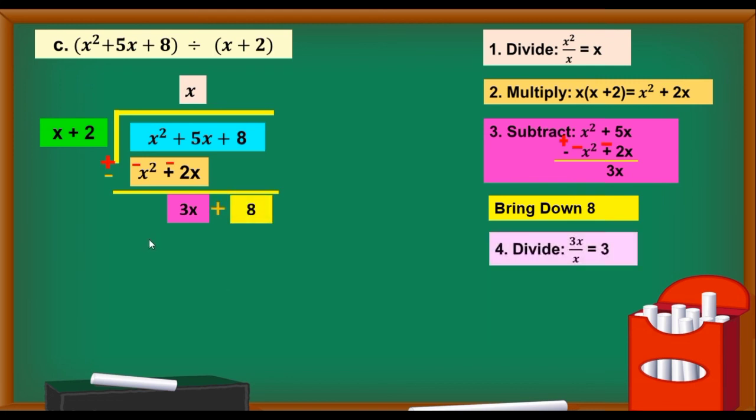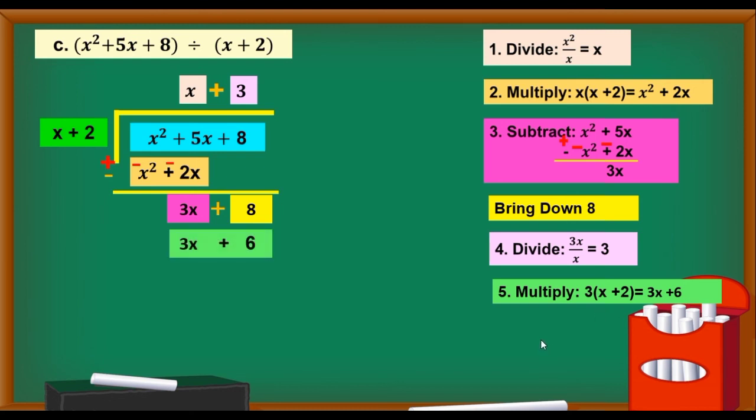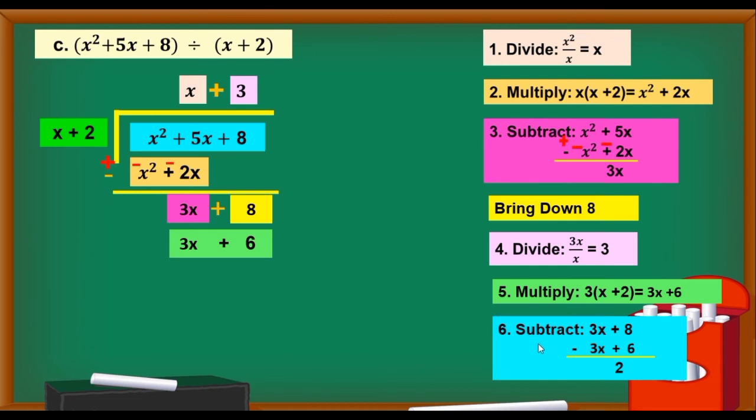Then, divide ulit po tayo since meron tayong nakikita pang variable. So, 3x divided by x ay 3. So, plus 3. And then, 3 times x plus 2. So, multiply po tayo. 3 times the quantity x plus 2. So, i-distribute po natin yung 3 kay x plus 2. So, 3 times x is 3x. 3 times 2 is 6. Kaya naging 3x plus 6. And then, subtract po tayo. So, apply natin yung changing of sign and operation. Ayan. So, magiging negative 3.